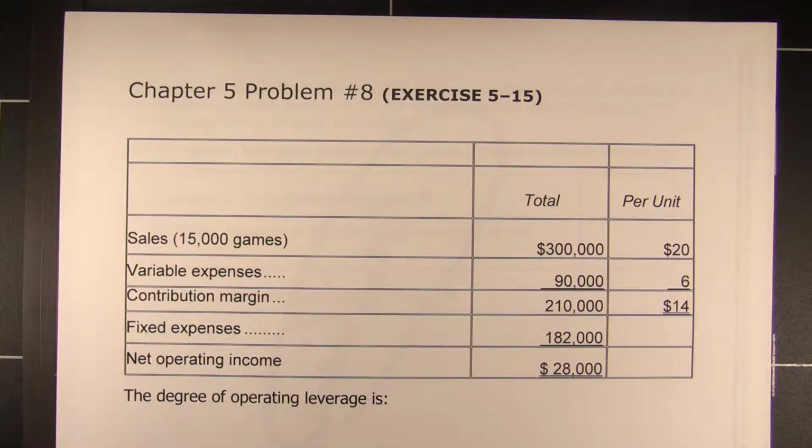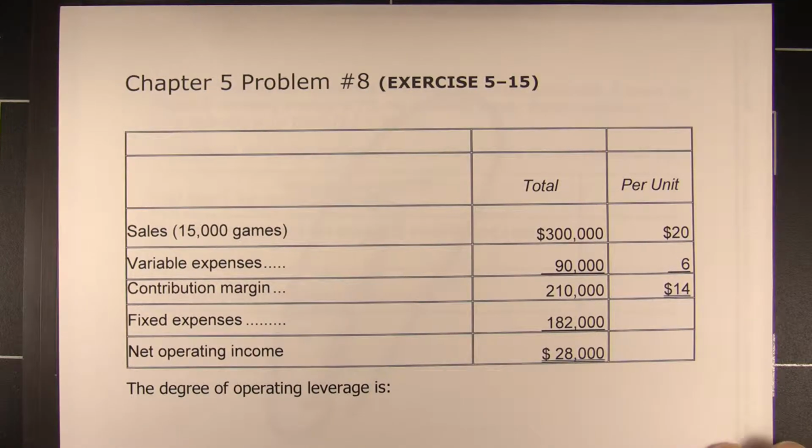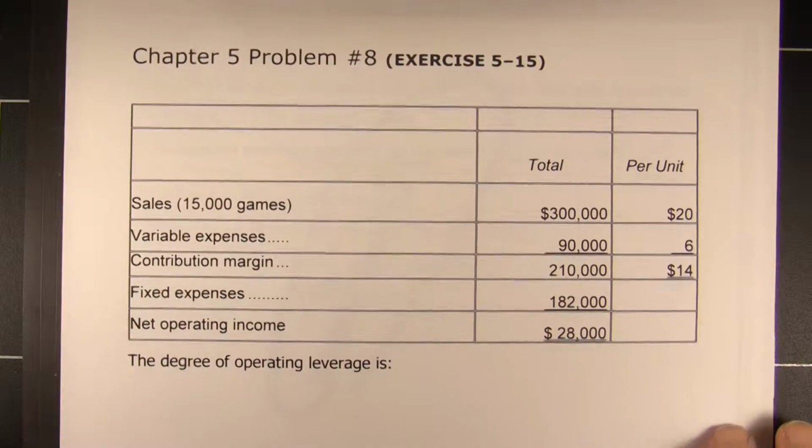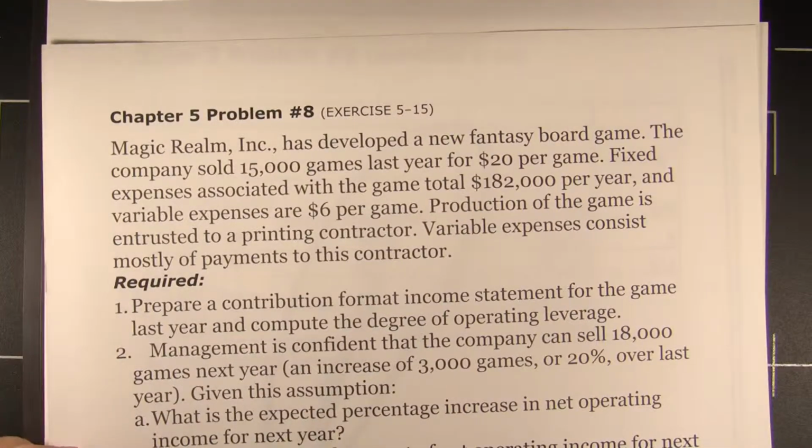Chapter 5, Problem 8 is the "let's put this together and make some decisions" problem. So I filled in the contribution margin income statement based on the information they gave us. I'll show you where I got it all.